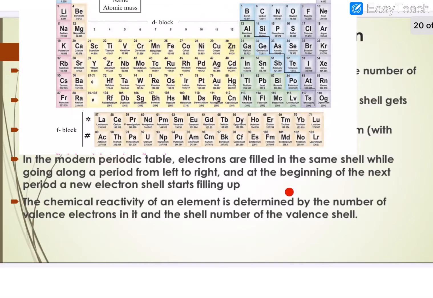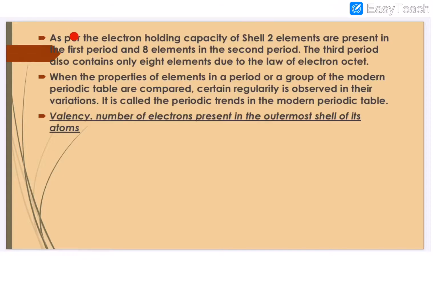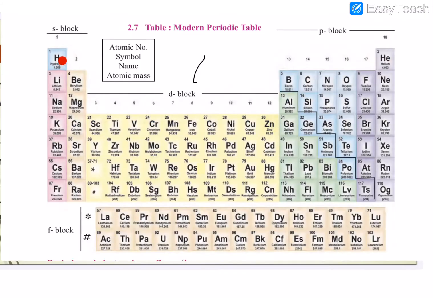Valence electrons means the electrons in the last shell. So the chemical reactivity of an element is determined by the valence electrons and the shell number of the valence shell. As per the electron holding capacity of shells, there are 2 elements in the first period and 8 elements in the second period. You can see that there are only 2, hydrogen and helium, in the first period, and in the second period there are 8 elements: lithium, beryllium, boron, carbon, nitrogen, oxygen, fluorine, neon.